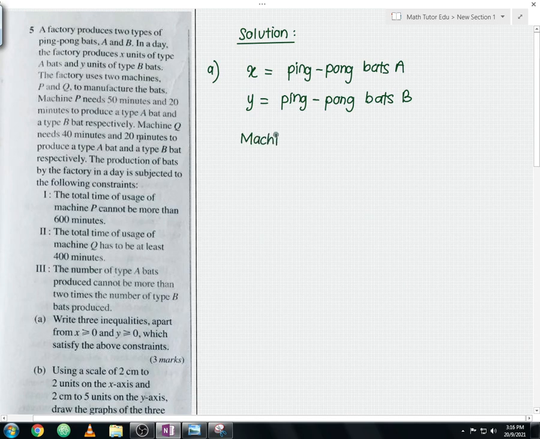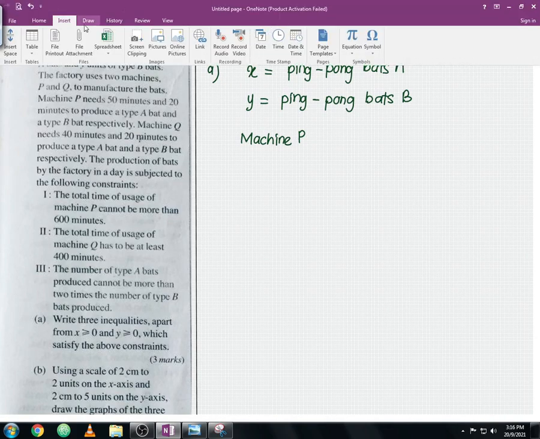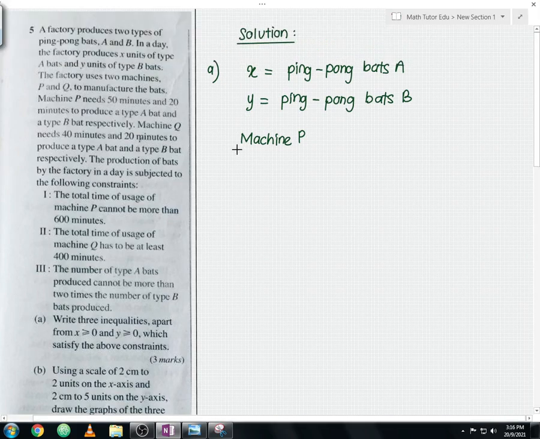So from here, machine P. For machine P, it requires 50 minutes and 20 minutes to produce a type A bat and a type B bat. So from here you can just write A equals 50 minutes, and B will be equals to 20 minutes.